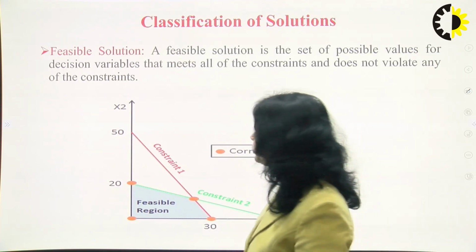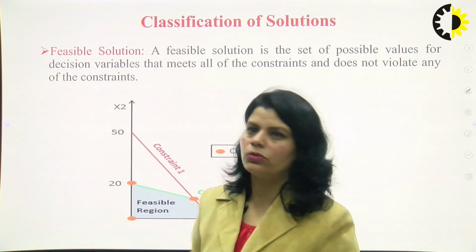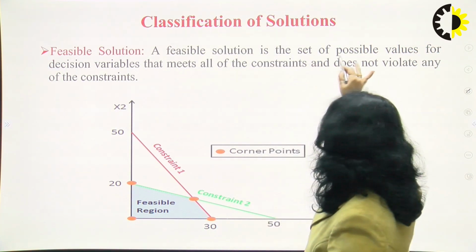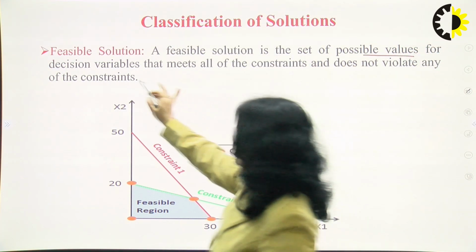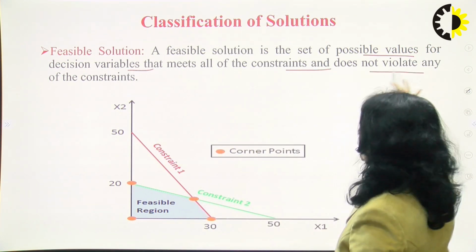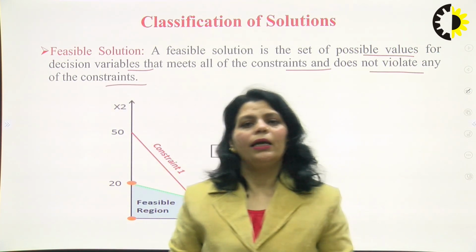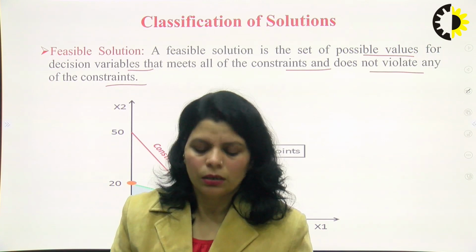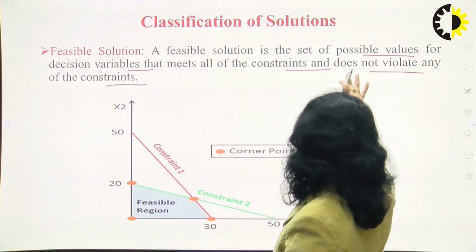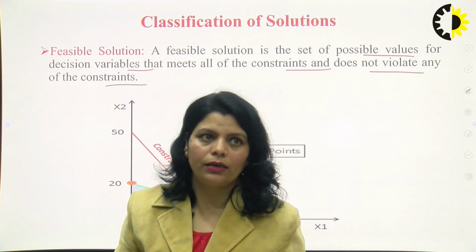First we will talk about the feasible solution. What is the meaning of the feasible solution? A feasible solution is the set of possible values for decision variables that meets all the constraints and does not violate any of the constraints. So we will get the decision variable values here, and these values will meet all the constraints. These will not violate any constraints.